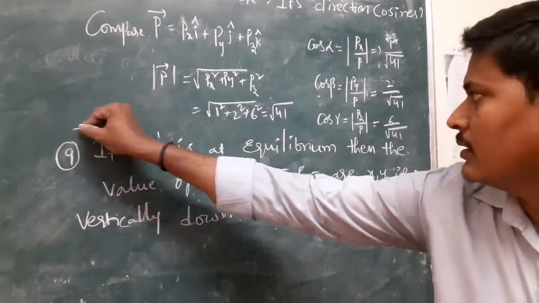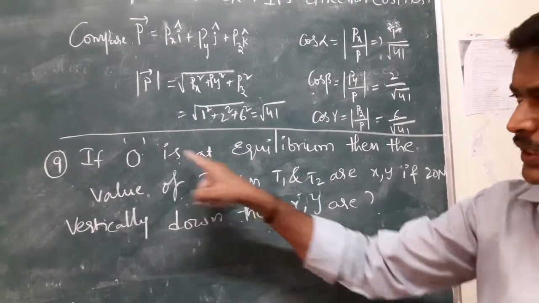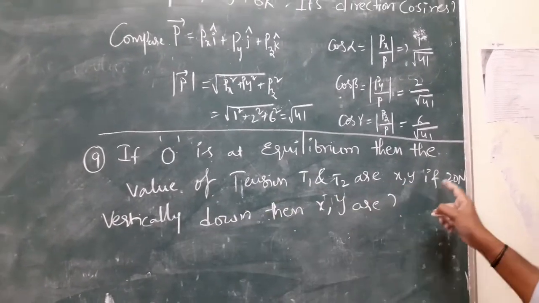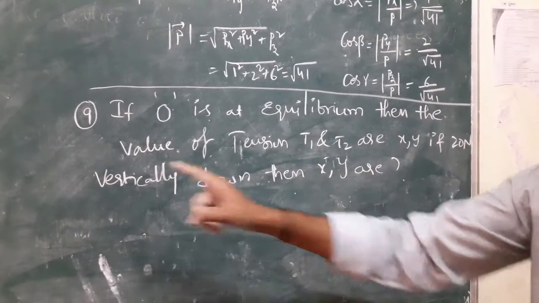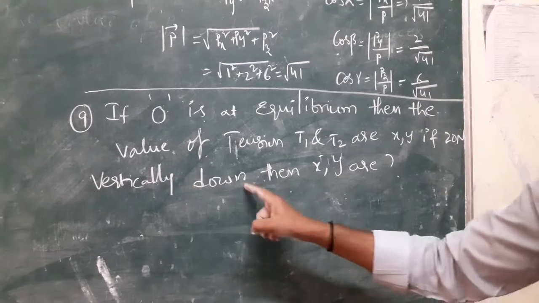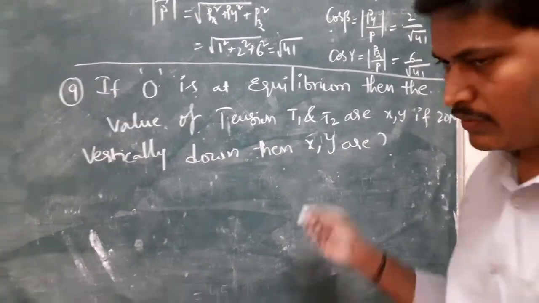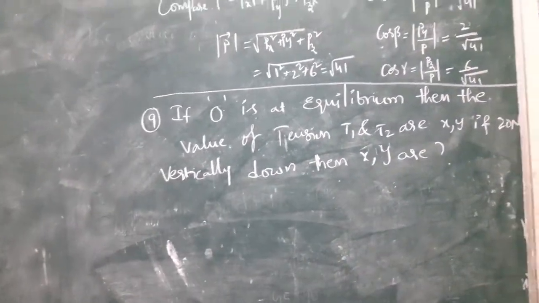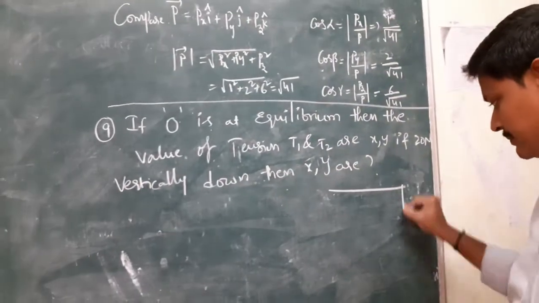Next, a problem: if O is in equilibrium, then what are the values of the tensions T1 and T2, x comma y, if the weight is 20 newtons vertically down? So the given problem is mentioned with a diagram.